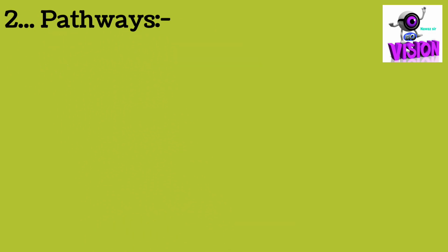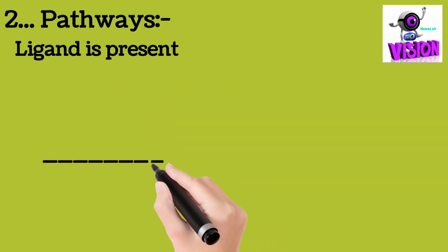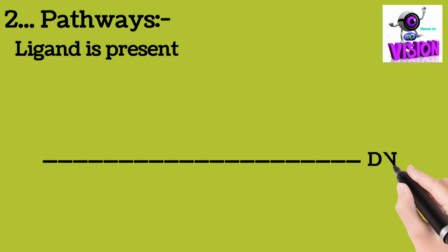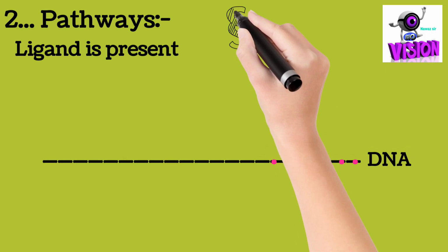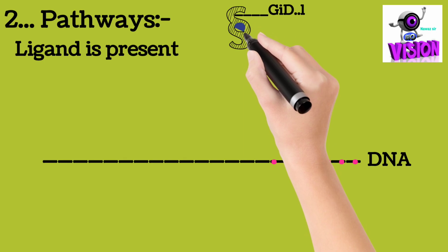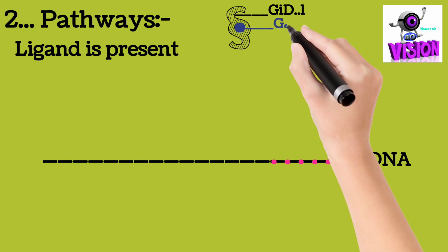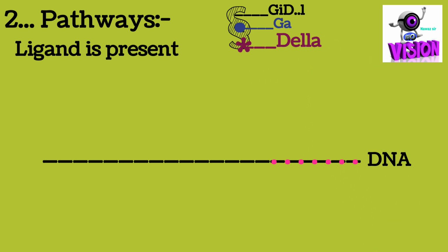Right? Now proceeding to the next very important pathway, when gibberellin is present. This pathway is opposite to the first pathway. Here the ligand, gibberellin, is present. Then what happens? Suppose this is DNA. It has gibberellin synthesizing genes. And here this is known as GID1, the receptor. The ligand fuses with the receptor, and the DELLA protein again fuses to form the GID1-GA-DELLA protein complex.